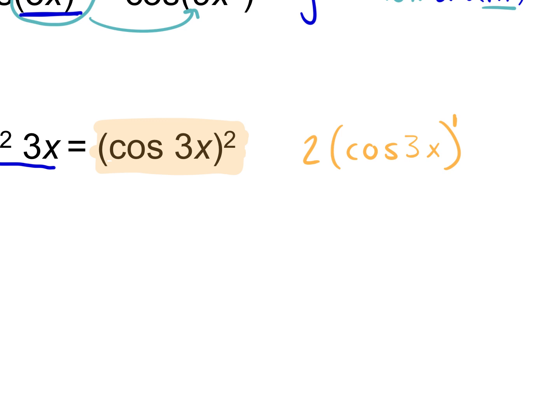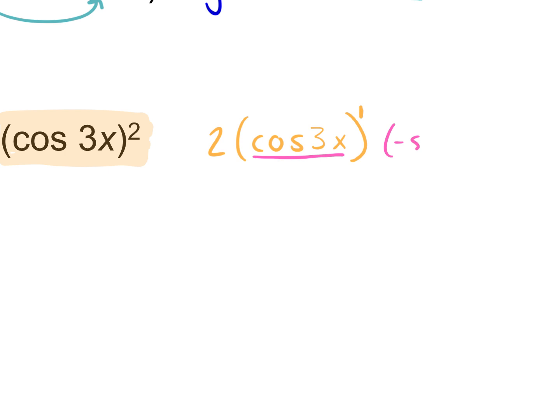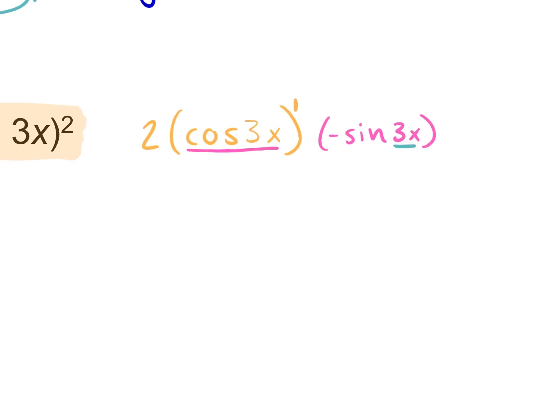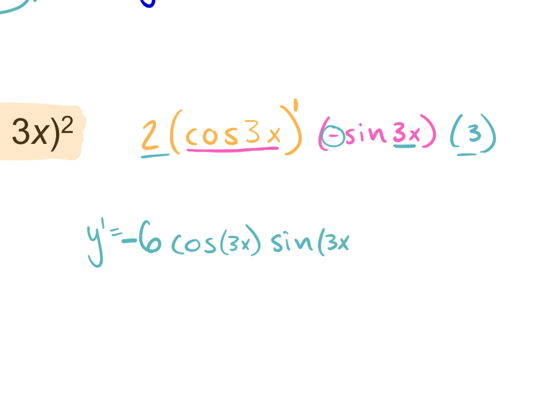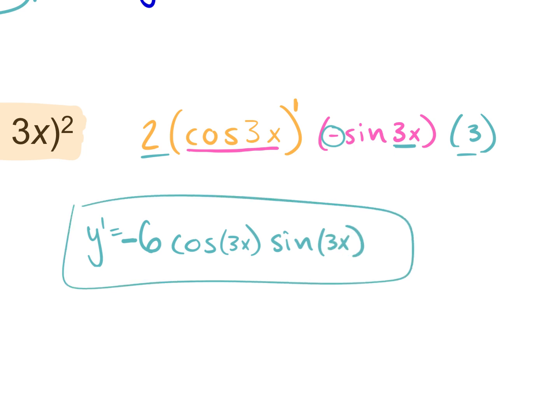Then we take the derivative of the inside. What's the derivative of cosine? Negative sine of 3x. And then we take the derivative of what we're taking the sine of. What's the derivative of 3x? 3. We can write this a little bit neater. We've got 2 times 3, which would be 6. Times a negative here too, so negative 6 times the cosine of 3x times the sine of 3x. So that would be our derivative.